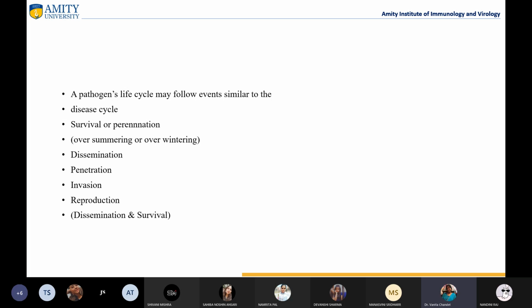Then invasion: how they invade the plant further, how they go inside the plant, what different structures they form. Reproduction: how they multiply. And then dissemination and survival: how they disseminate and further survive. So this is the disease cycle, or a pathogen's life cycle, which contains all these events together, right?